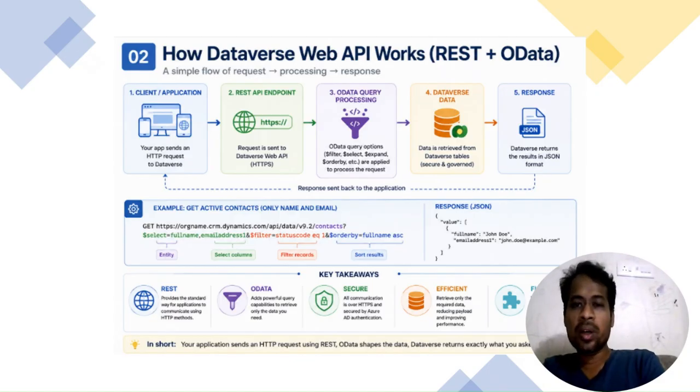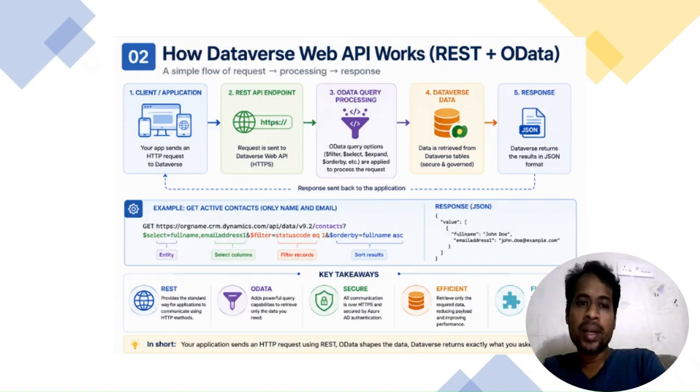The fifth step is the JSON response. Finally, Dataverse sends the response back to the application, and the response is returned in JSON format. JSON stands for JavaScript Object Notation. It is a lightweight and widely used data exchange format. It is not a language. It is a data exchange format.